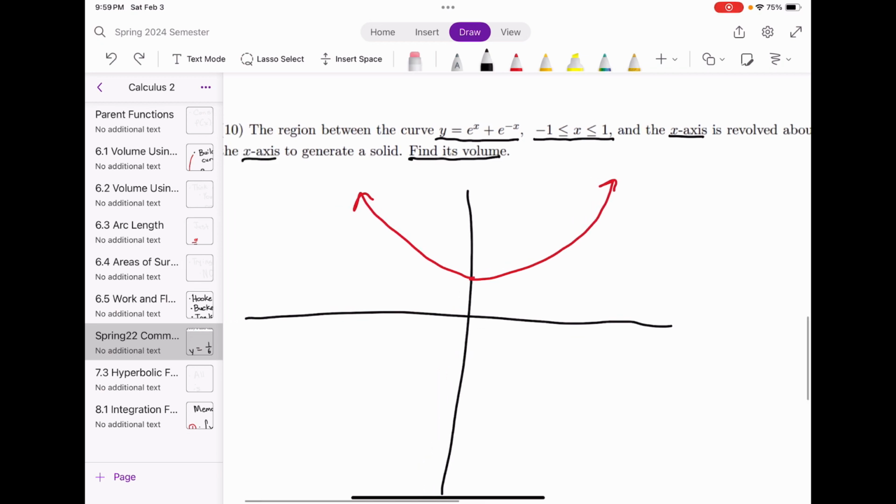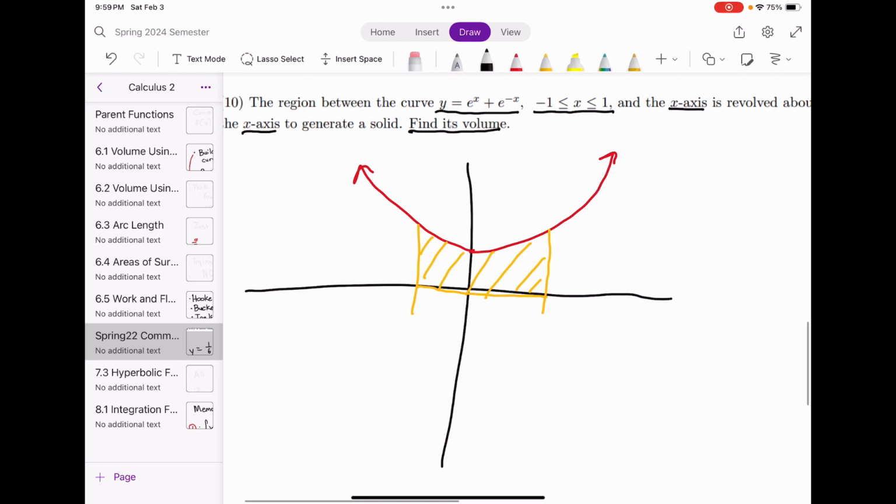Let's put some bounds up. x is equal to negative 1, and x is equal to 1, and the x-axis. From that we can make out this shape.